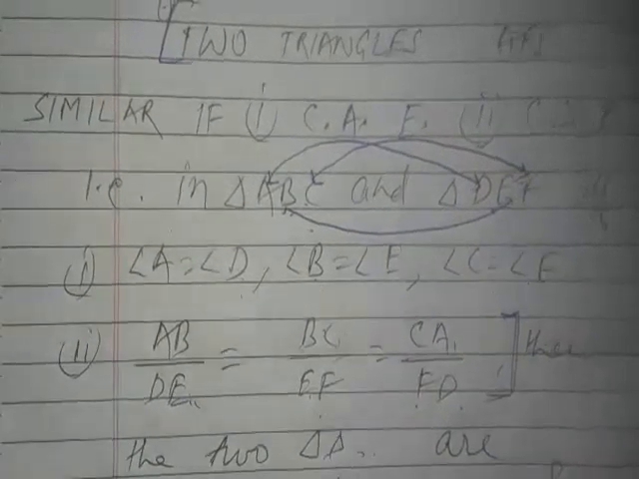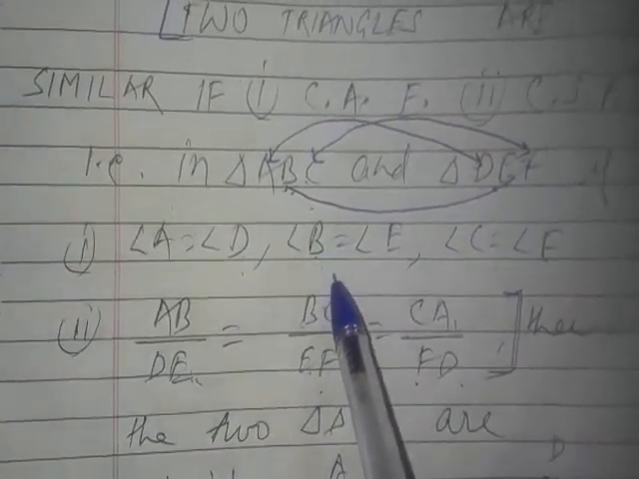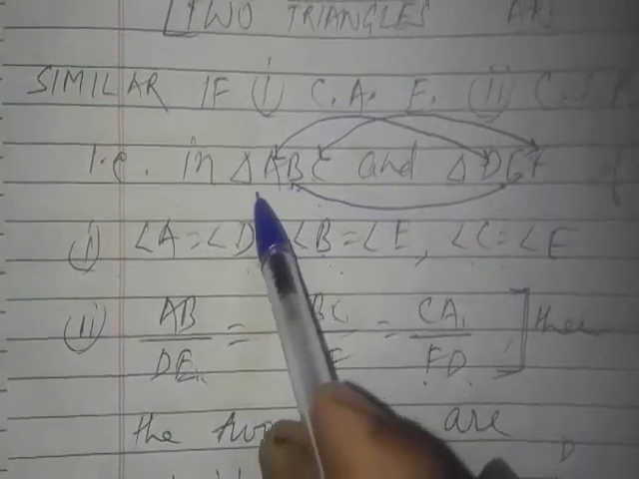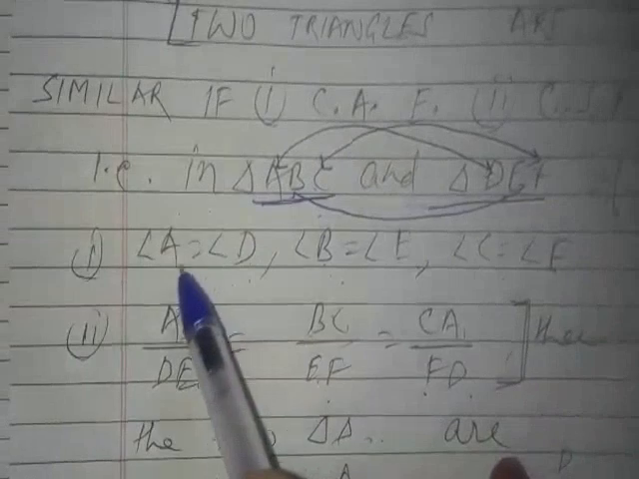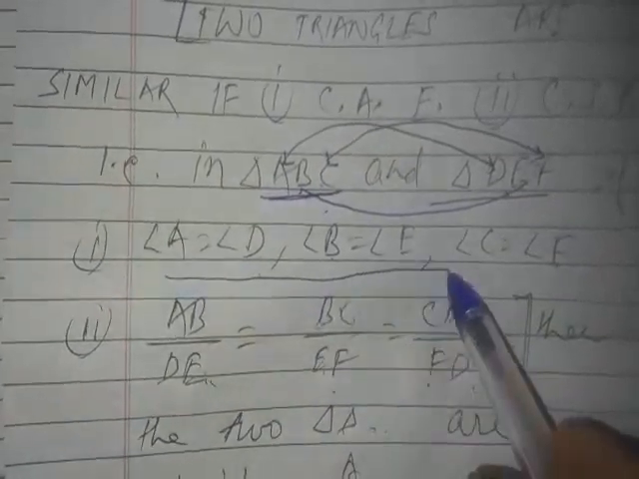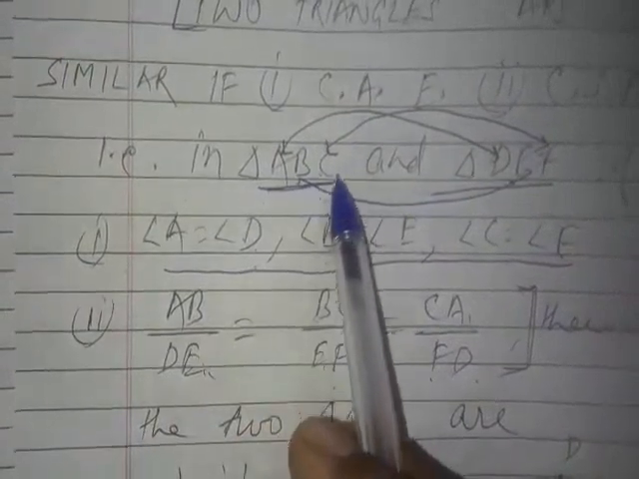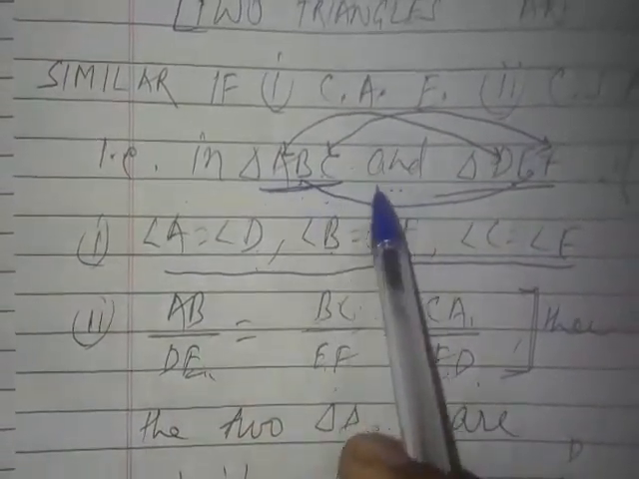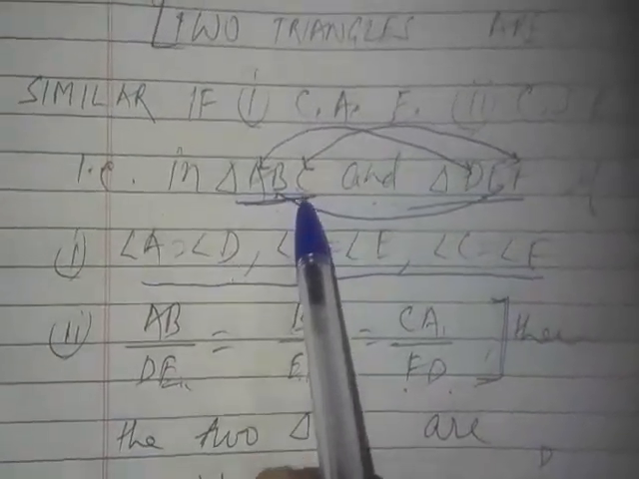What I want to say is that you have to take care that the names of the triangles must be according to the equality of the angles. As the angles are equal, in the same way you have to write down the names of the triangles which are similar or congruent. In congruency also we have to keep this in mind.